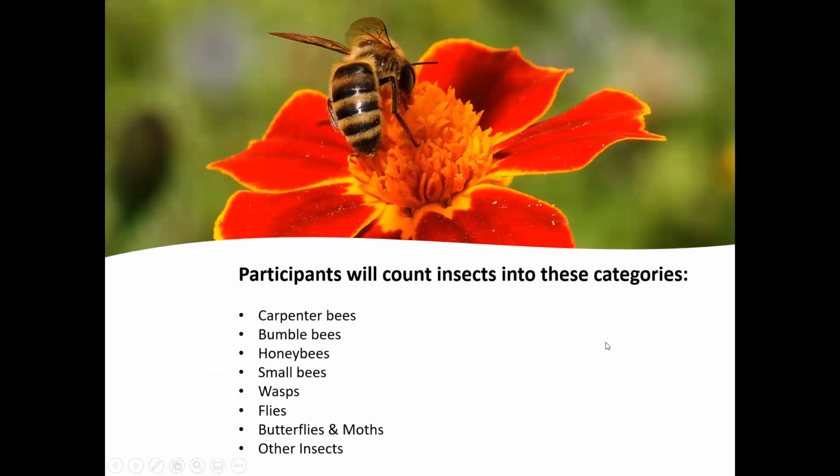So participants are going to count insects into these categories. So these categories do not change. They are the same every single year. And that includes carpenter bees, bumblebees, honeybees, small bees, wasps, flies, butterflies and moths, and other insects. So every year the categories will be the same.